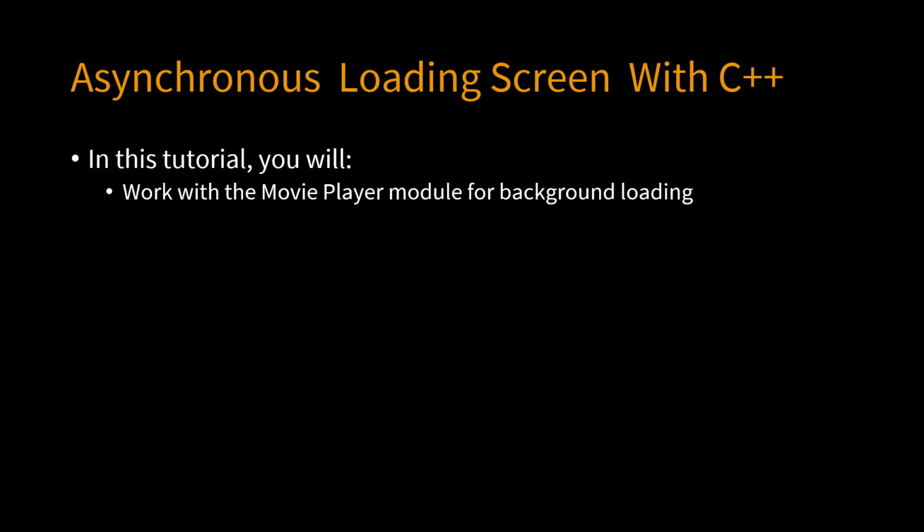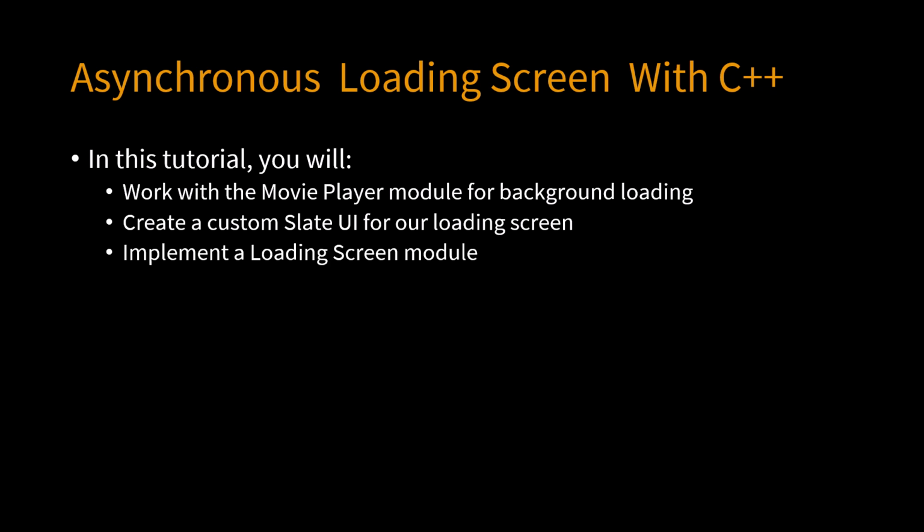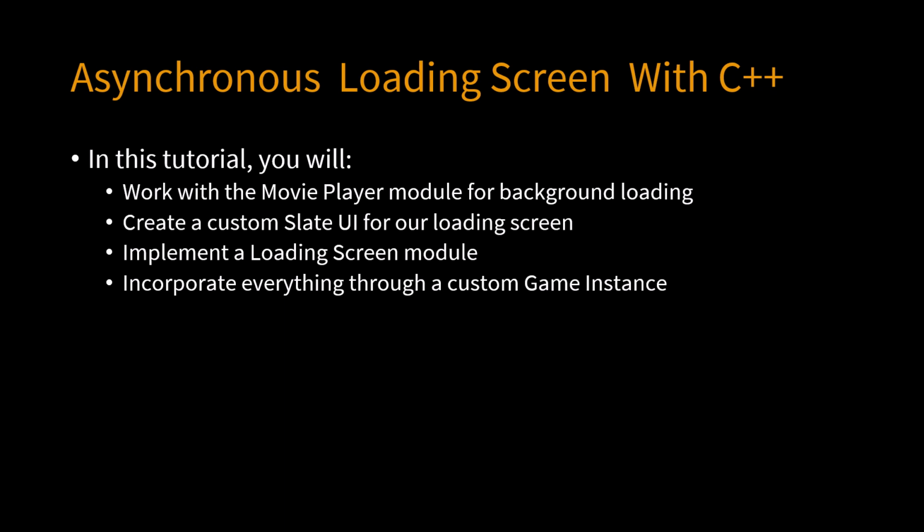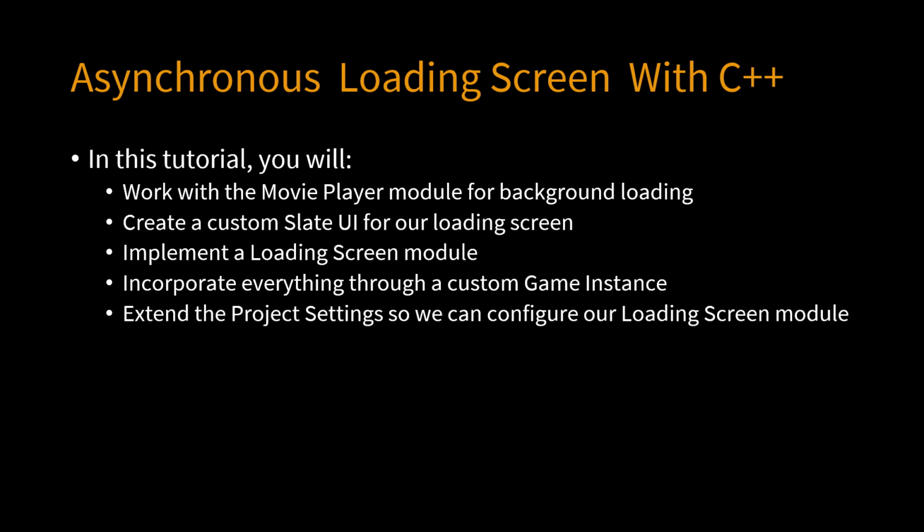Our journey will take us through several key areas of Unreal Engine development. We'll work with the Movie Player module for background loading, create custom Slate UI for our screen, implement our own game module, and integrate everything through a custom game instance. We will also add the ability to create new custom project settings so that we can easily configure our loading screen module. By the end, you'll understand not just how to create a loading screen, but how these essential Unreal Engine systems work together.